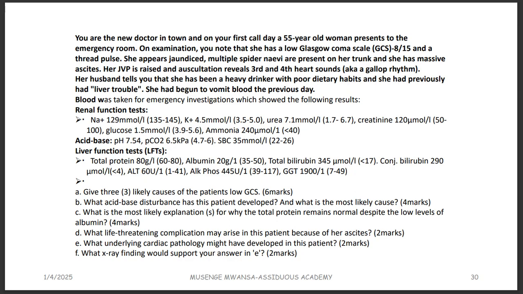Is there anyone that wants to answer this one? What can cause a low Glasgow Coma Scale? Anyone that wants to answer that one? So if you look at, yes, please be free.